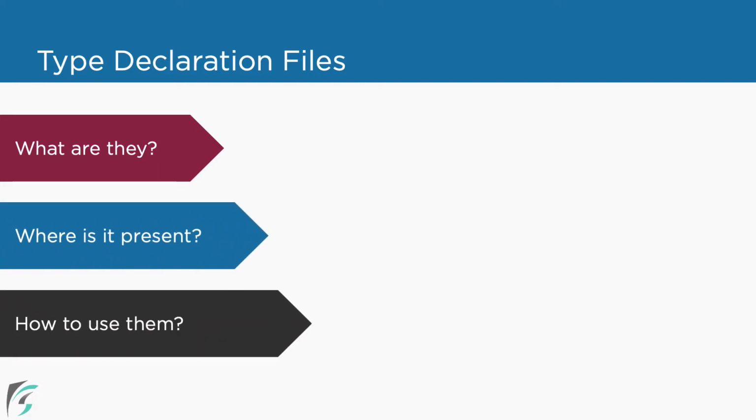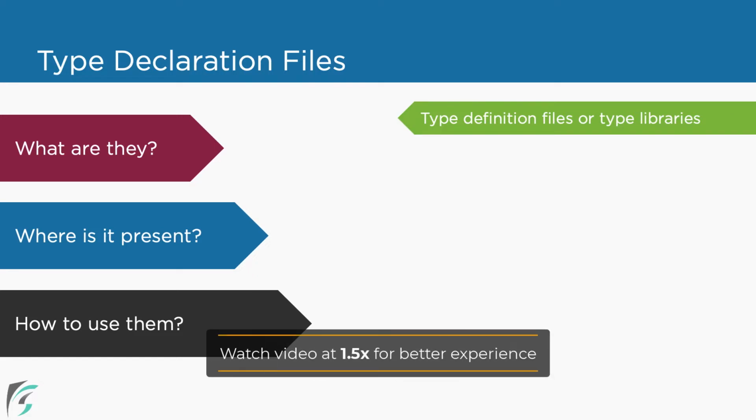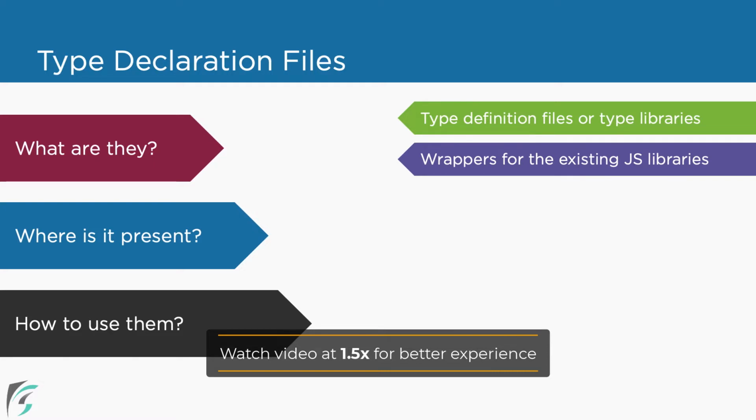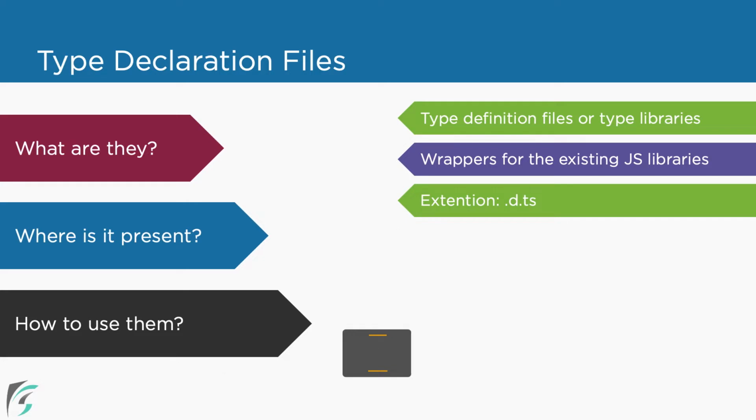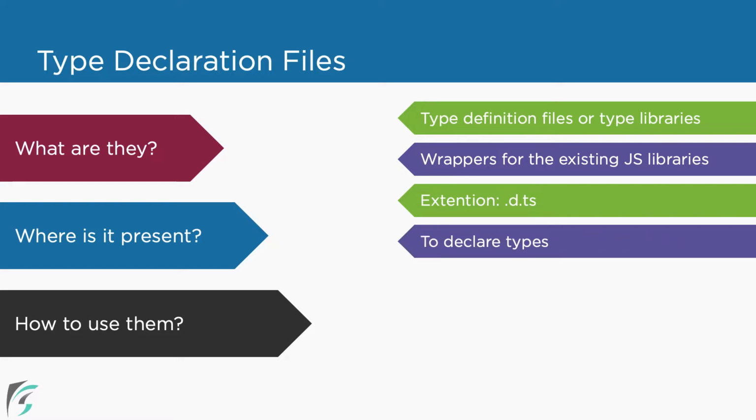Well, speaking about what type declaration files are, these are referred to as type definition files or type libraries. These are wrappers for the existing JavaScript libraries. We define the type declaration files with the extension d.ts. The purpose of these type declaration files is to declare the types in our code for the variables, functions, objects, and other constructs in the libraries which we might want to use.